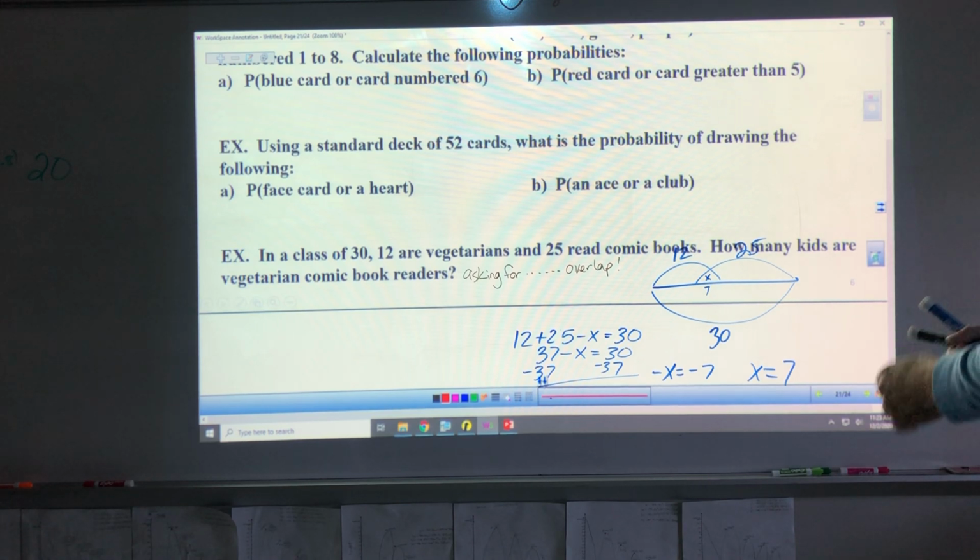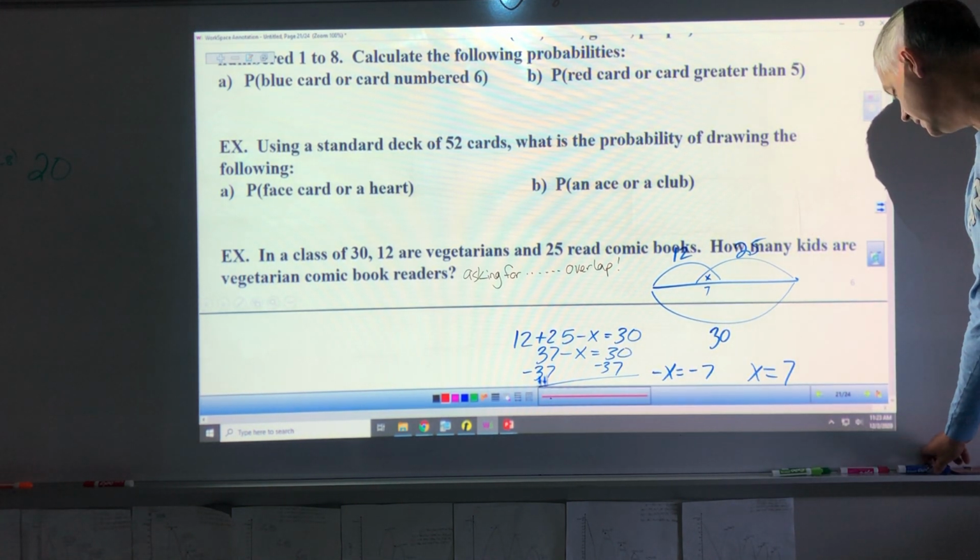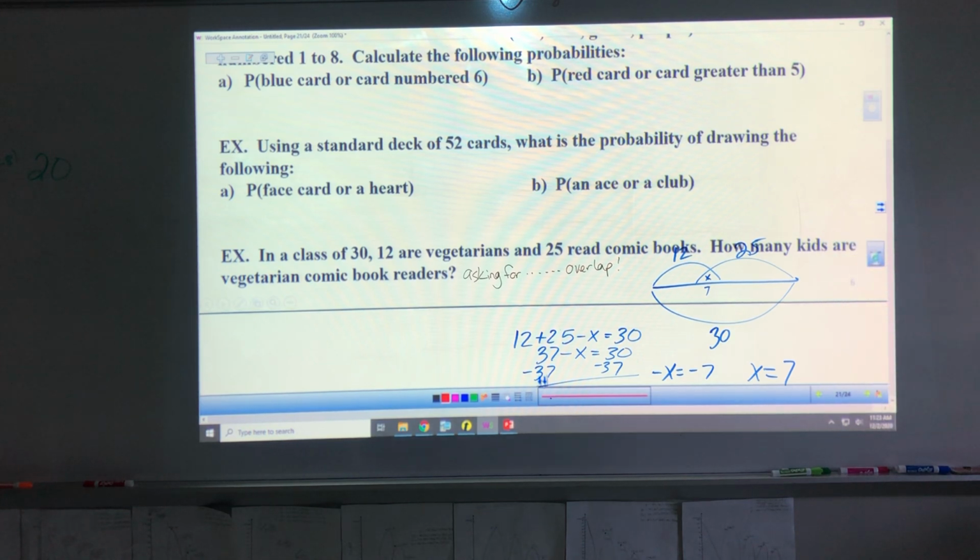Again, we're taking it back to the old school here. Doing some old school segment addition postulate. This was a common question on the Math 2 exam several years ago. How to calculate that overlap, okay? Good stuff, good stuff.